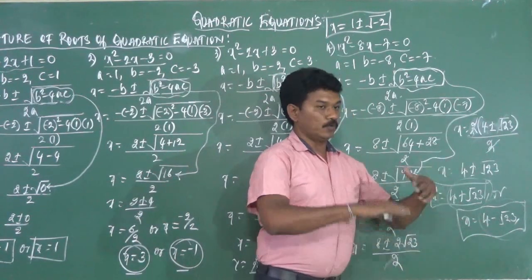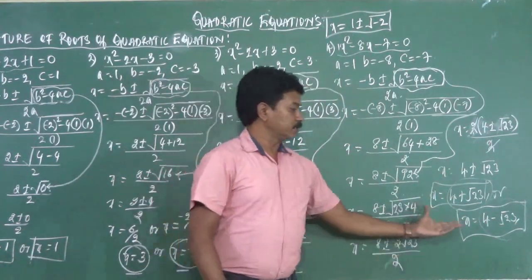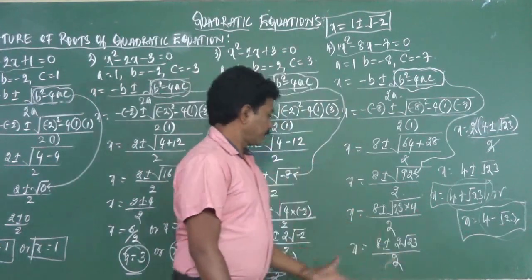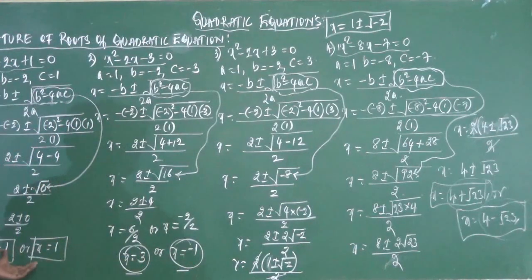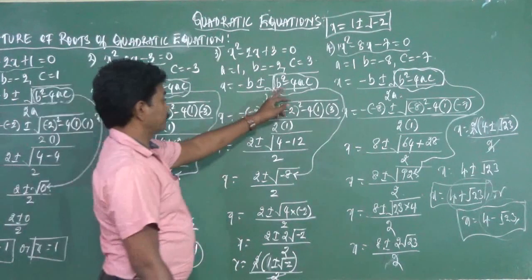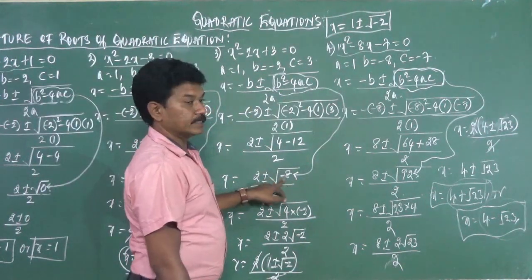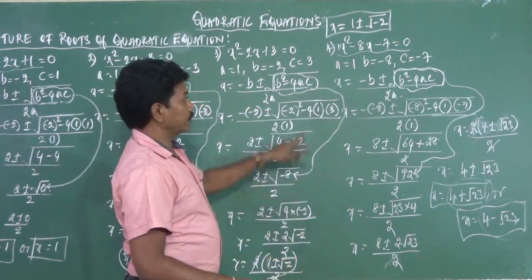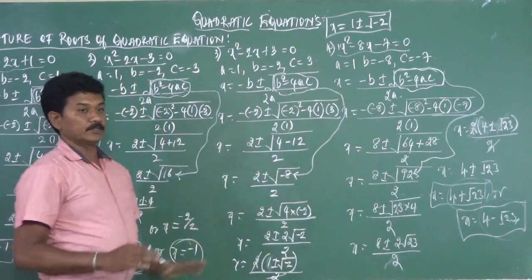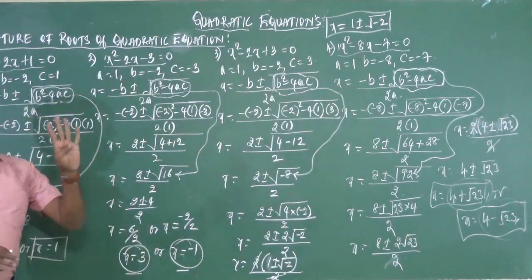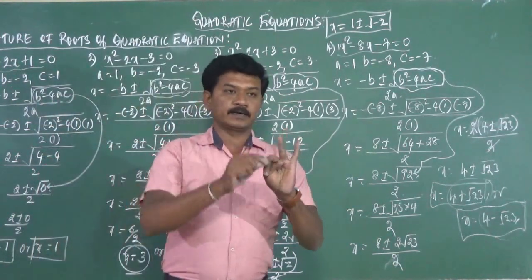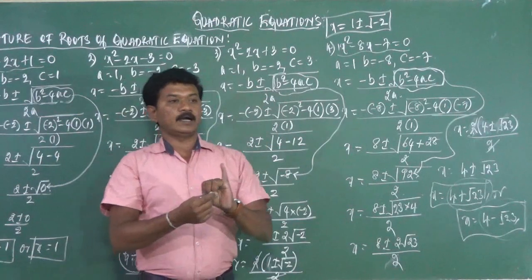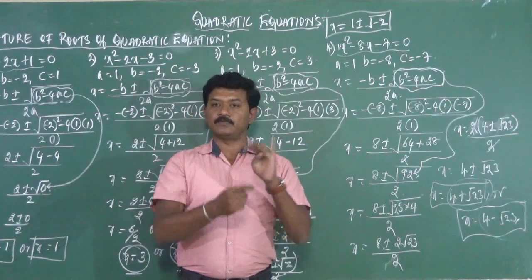So overall taken, these are real roots, and these are real roots. So which are not real roots? When b square minus 4ac is less than 0, then the roots we get are not real. So there are 4 types of nature of the roots: real and equal, real and rational, real and irrational, and complex or imaginary. 4 types.